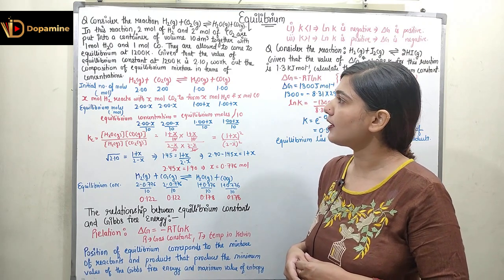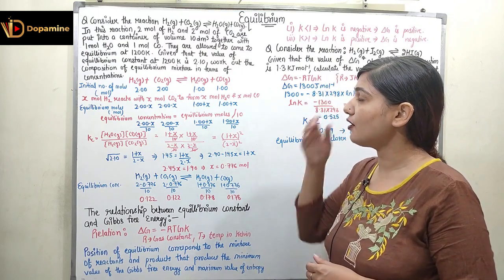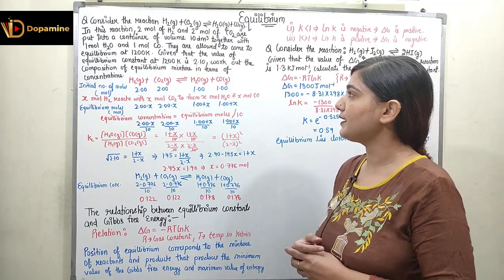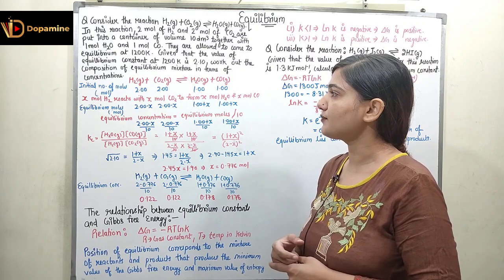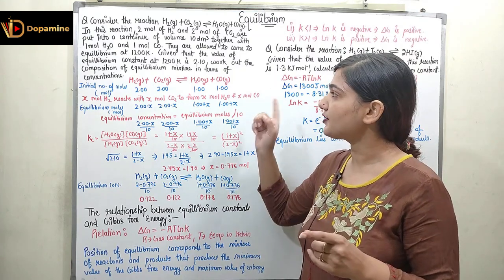They are allowed to come to equilibrium at 1200 Kelvin, given that the value of the equilibrium constant at 1200 Kelvin is 2.10. Work out the composition of the equilibrium mixture in terms of concentrations. So we have to find out the equilibrium concentrations.